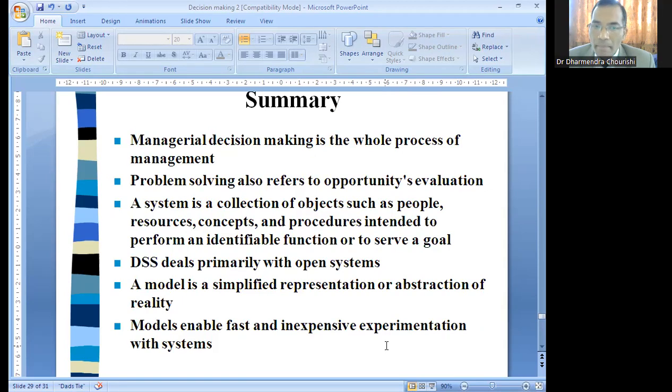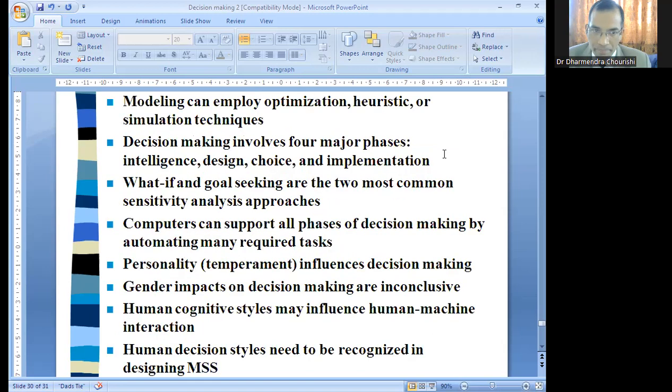Summary. Managerial decision-making is a whole process of management. Problem solving also refers to opportunity evaluation. The system is a collection of objects such as people, resources, concepts, and processes, intended to perform identified functions to serve a goal. Likewise, models enable fast and inexpensive experimentation with the system. There are other points to cover as well, like computers can support all phases of decision making by automating.